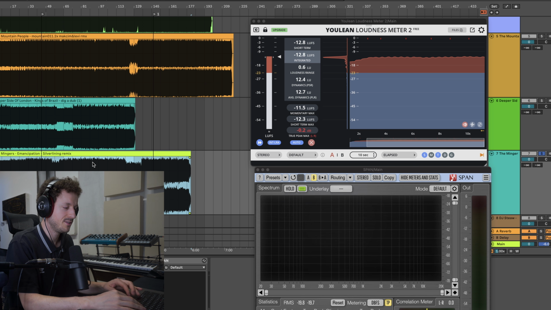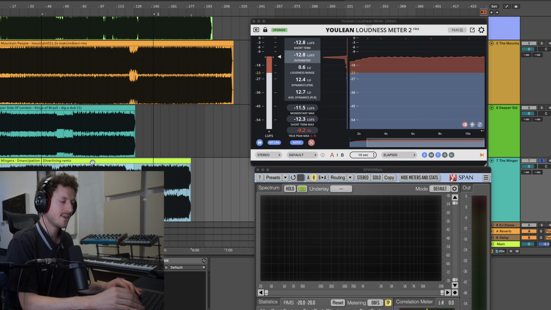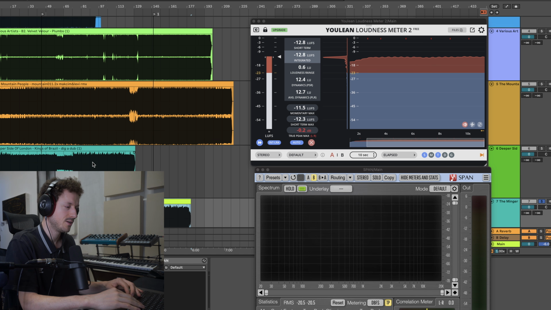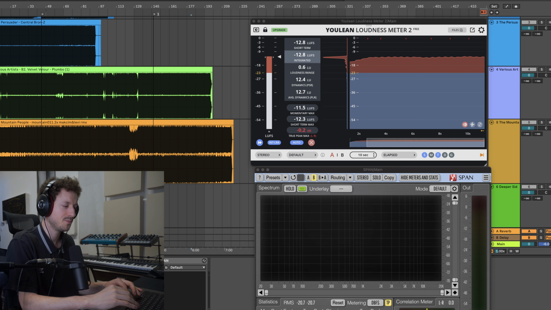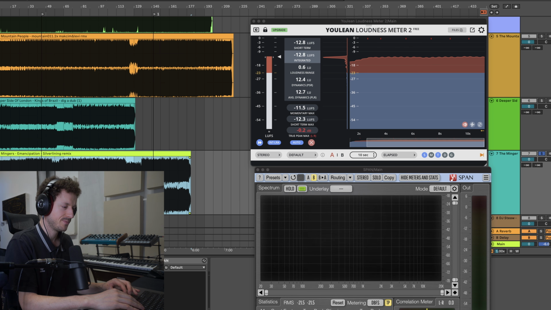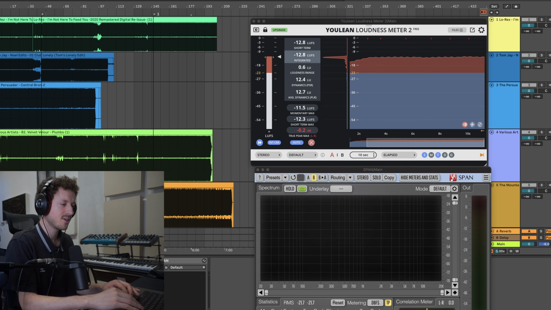But in a way, these days, I would say it makes sense to aim for a good loudness target, which, like I said, would be minus 10 RMS, minus 9 LUFS, and then see if your tracks are louder or quieter. Yeah, that was to kick things off, to get an idea about loudness.